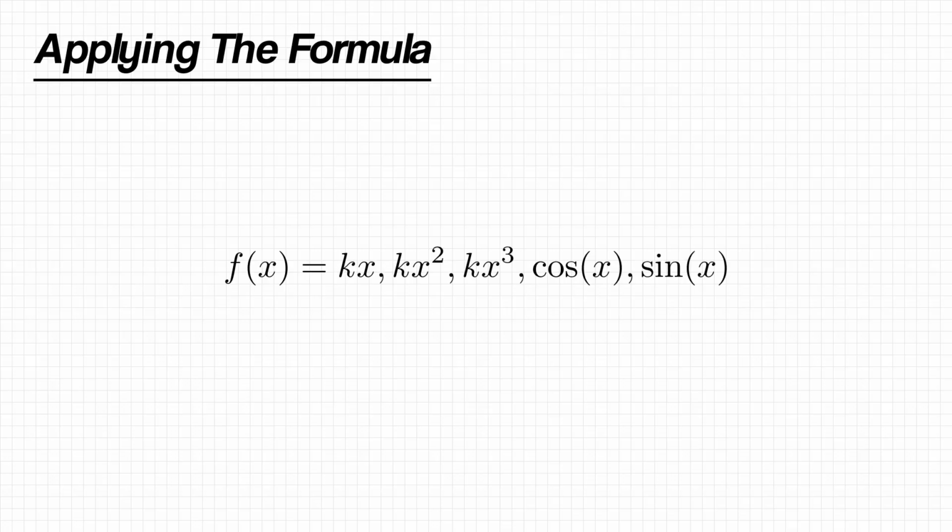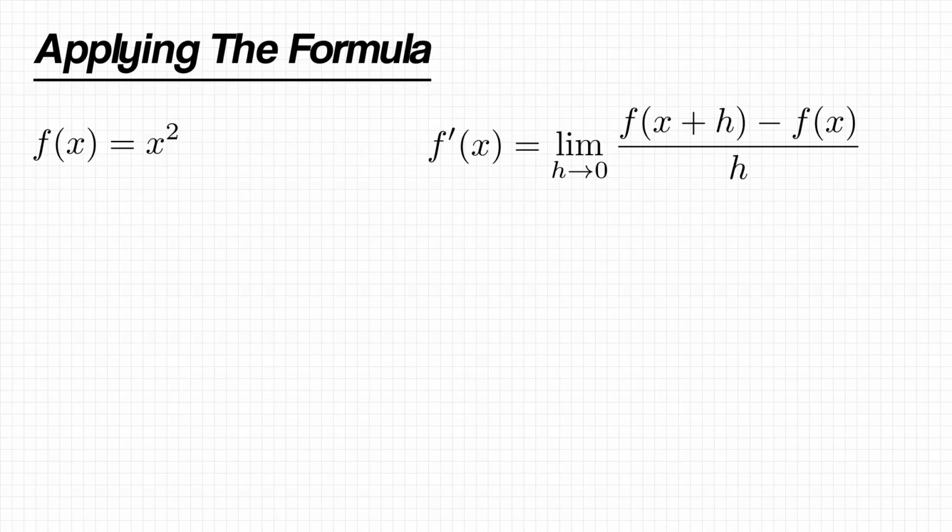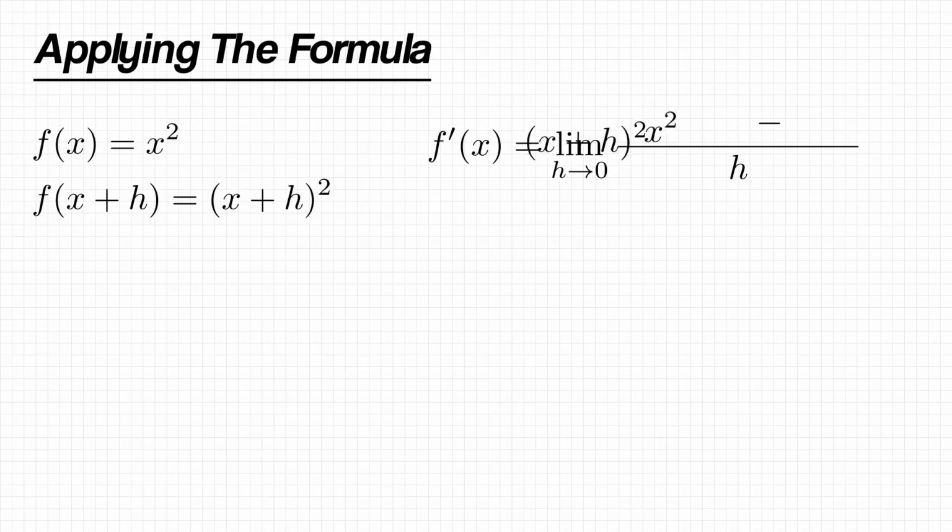For A-level maths, we need to be able to apply the first principles formula to powers of x up to x cubed, as well as sine of x and cosine of x. Let's start by applying the formula to f of x equals x squared. As f of x is a squared function, f of x plus h is x plus h all squared. Now let's substitute f of x plus h and f of x into our formula.